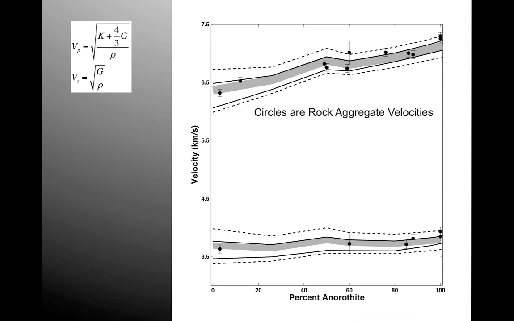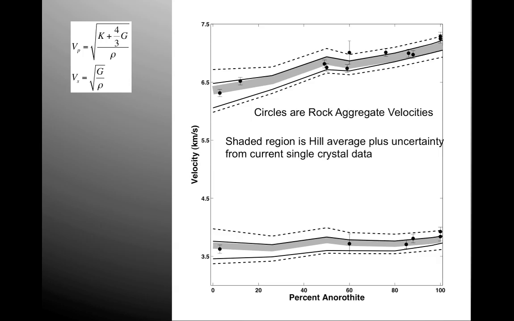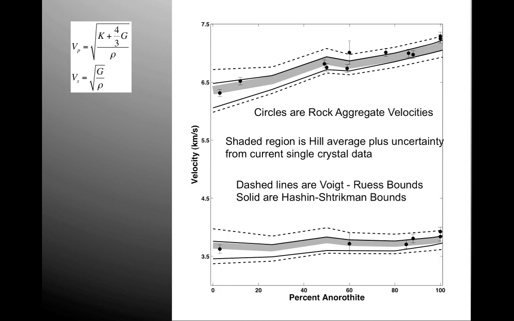The dashed lines represent the Voigt and Reuss bounds, and the solid black lines represent the Hashin-Shtrikman bounds. So you can see Hashin-Shtrikman bounds lie within the Voigt-Reuss bounds. All of the data lie within the Voigt-Reuss bounds, and in fact the data all seem to lie within their uncertainty, agreeing with the Hill average of the single crystal elastic constants.